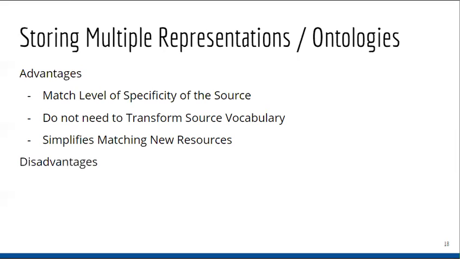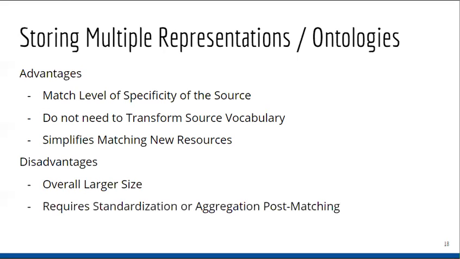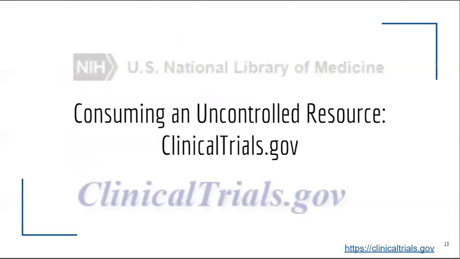The disadvantages, however, are that it makes the database overall a larger size, and we still need to do some of the standardization or aggregation work after we're done with matching. To demonstrate the benefit of including multiple ontologies simultaneously, we're going to look at the task of importing or consuming clinical trials from clinicaltrials.gov.